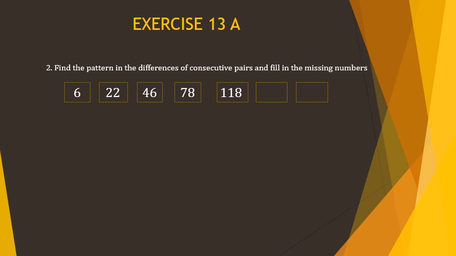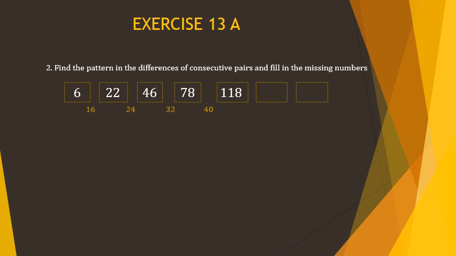After going through the differences, you will find the rule. First of all, let us see the differences. The difference between 22 and 6 is 16, and the difference between 46 and 22 is 24. The difference between 78 and 46 is 32, and the difference between 118 and 78 is 40. So children, can you make out some relation between the differences? Yes, the difference is increasing by 8. The difference between two consecutive pairs of numbers in this pattern is increasing by 8.